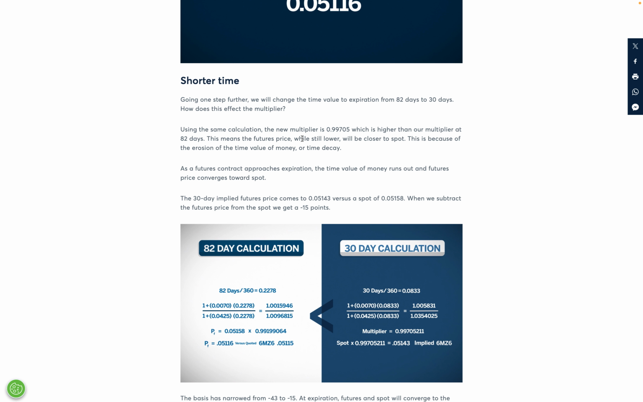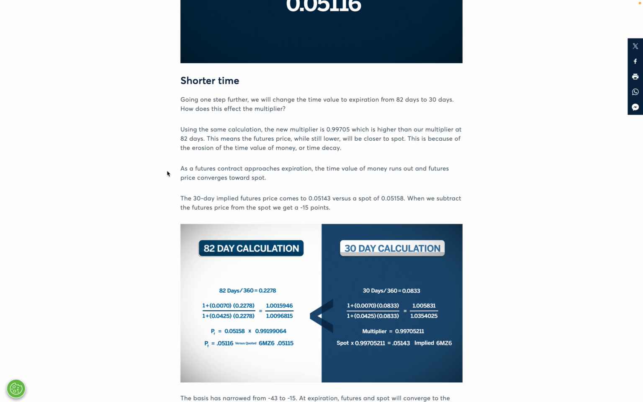That means the futures price, while still lower, will be closer to spot. This is because of the erosion of time value of money or time decay. As a futures contract approaches expiration, the time value of money runs out and futures price converges towards spot. That right there is so interesting.